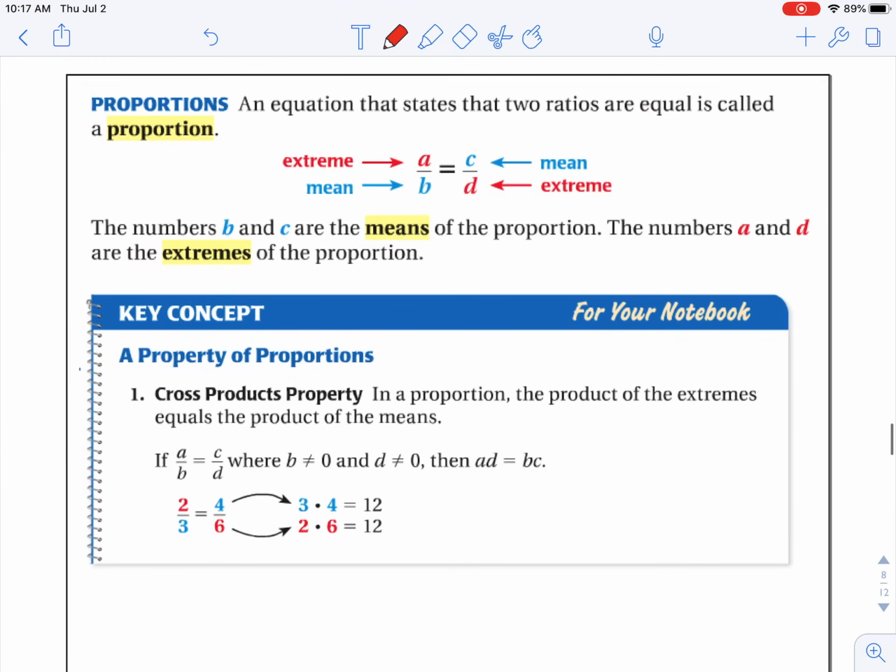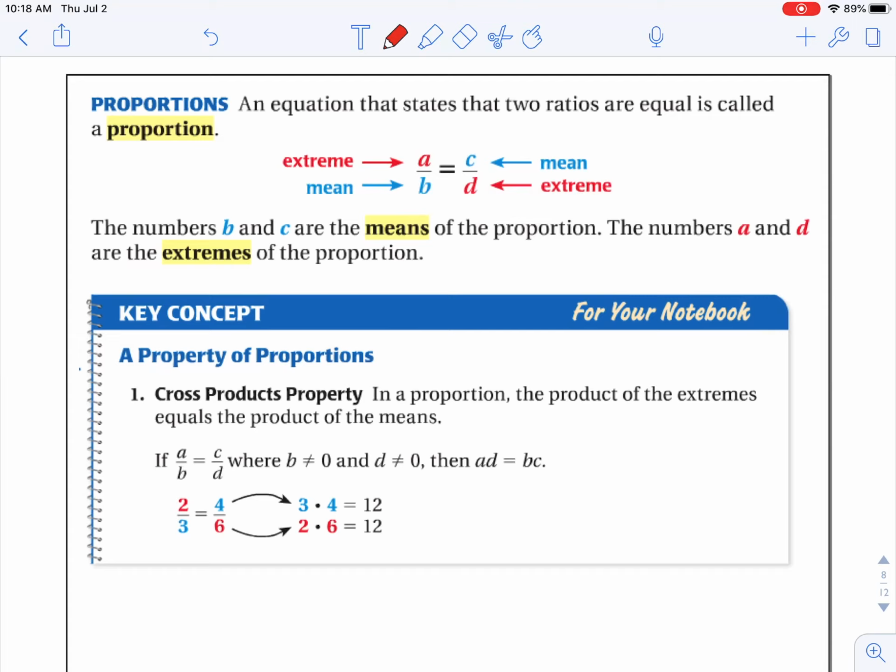And let's just talk a little bit about when you have two ratios that are equal to each other, it's called a proportion. So a proportion is an equation that states two ratios are equal. Numbers B and C are called the means, and number A and D are called the extremes. Now, I'm not going to make you memorize which ones are the means and the extremes, but it does help in some future properties because we refer to the means and extremes.